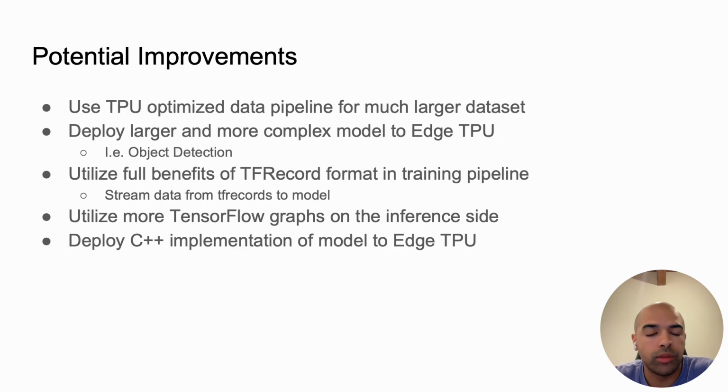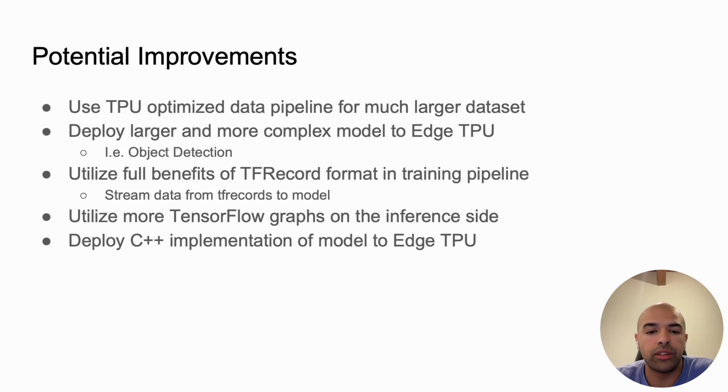Some potential improvements would be to use the TPU optimized data pipeline for a much larger data set. The throughput was really, really impressive. Just the data set I was training on was not that big. And I don't think we really saw all the benefits we would have if we had a very, very large data set. So I'd like to see what that pipeline can do with a much larger data set and just doing even more parallel processing.